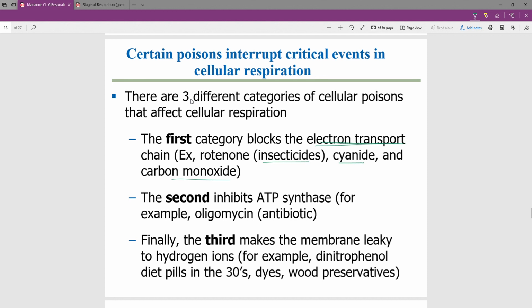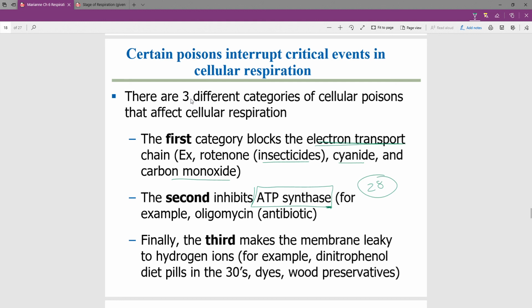The second category inhibits the enzyme ATP synthase. Because that was the big payout of making the 28 ATPs, those cells are going to be deprived of the energy in the ATP. The example here is not a toxin or poison for you, but actually a drug for you.